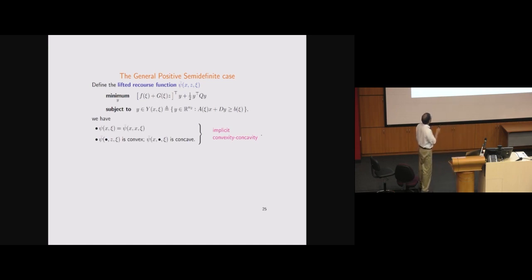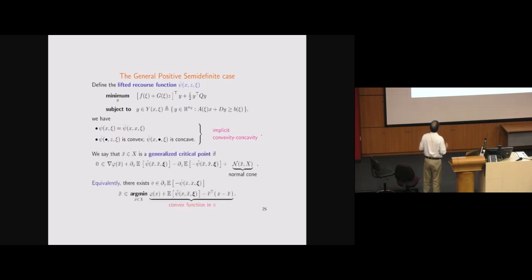So anyway, this function here, the original recourse function, is implicitly convex concave. It is a generalization: a class of non-smooth, non-convex functions that generalize the DC functions. So now what we have is that we say this is a generalized critical point. Why is it so? In the DC case, a critical point is about the subdifferential of the first component minus the subdifferential of the second component. Here, because we don't know the representation, this is how we define it.